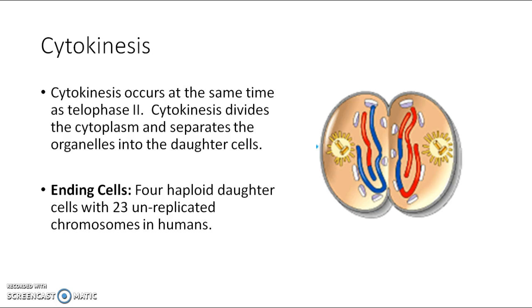Ultimately, we're going to end up with 4 haploid daughter cells. And each of those daughter cells will have, in humans, 23 unreplicated chromosomes. And in these example cells, they each have 2 unreplicated chromosomes. They're kind of showing that they're unwinding into chromatin, which is why they don't look super clear here. But this would be 1 chromosome, and this would be the second chromosome. They look like lines rather than X's because they are unreplicated.